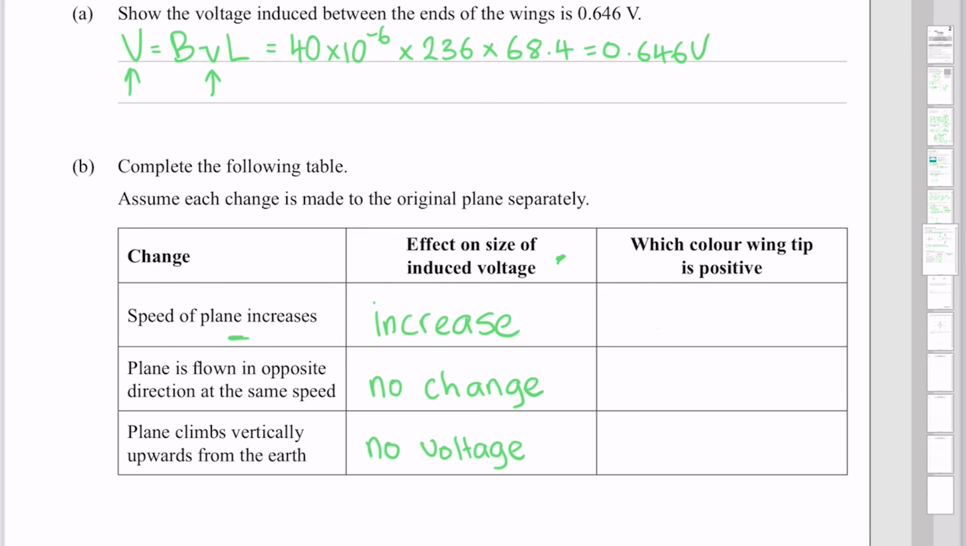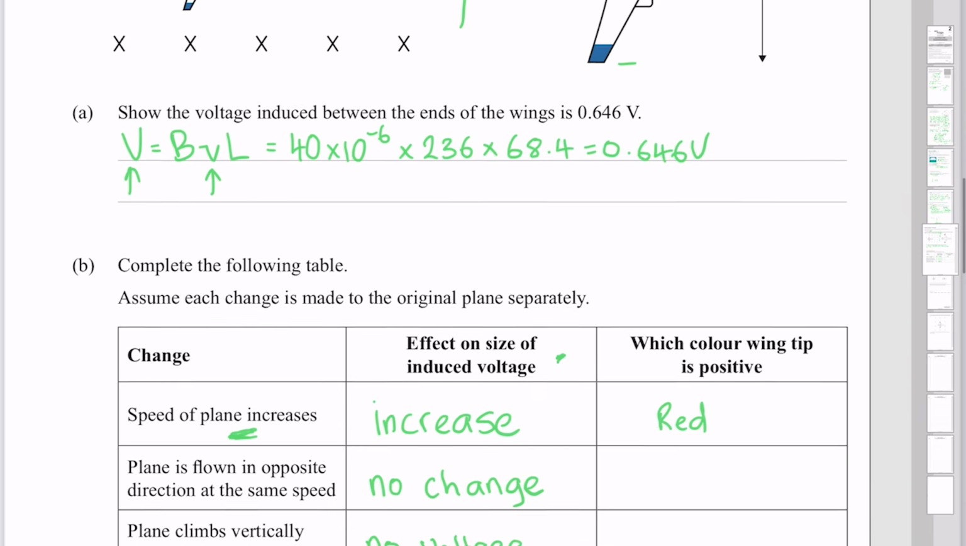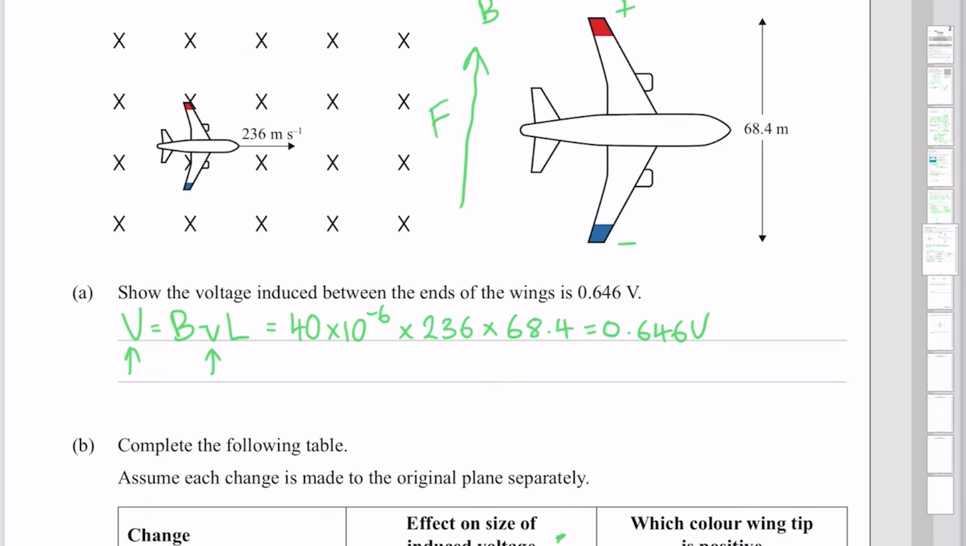Now, increasing the speed of the plane is not going to change this, so our wingtip color is still going to be red. Flying the plane in the opposite direction at the same speed. Now, this strikes me as a bit of a trick question, because if the plane is flying in the other direction, now bear with me while I draw a plane flying in the other direction.